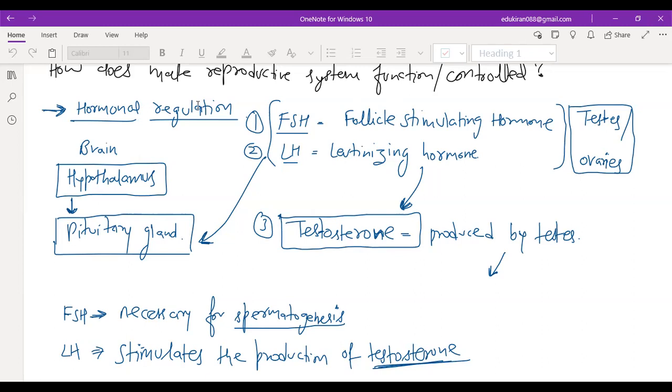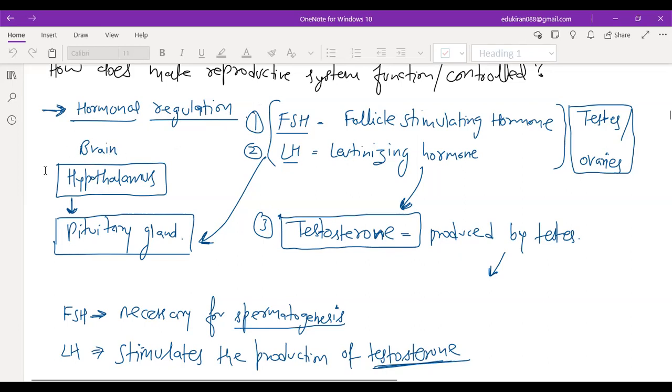This you have also studied in class 11th. I will also advise you to go back and open up the chemical control and coordination part in class 11th. You have studied this, right? Yes. Where you have studied hormones like FSH and LH. They're called gonadotropins. So how this is done, let me explain this to you. This is important. This question can come: tell the hormonal regulation of the male reproductive system.